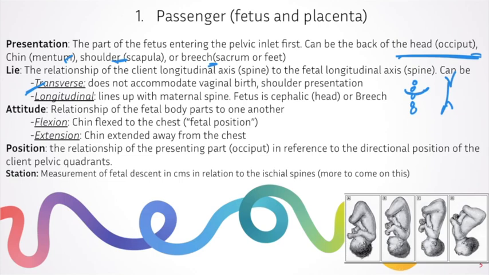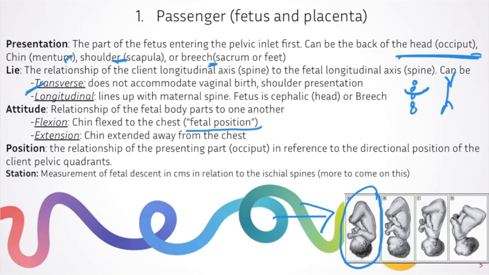The next thing is the fetal attitude, which talks about this stuff here. Basically, the attitude is the relationship of the baby's body parts to each other. So the fetal position, you all heard of that before, right? That's been around since the beginning of the planet. The fetal position is when the chin is completely flexed to the chest. That's this. This is the fetal position. This is the most conducive for a vaginal delivery.